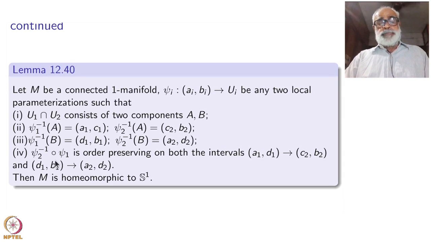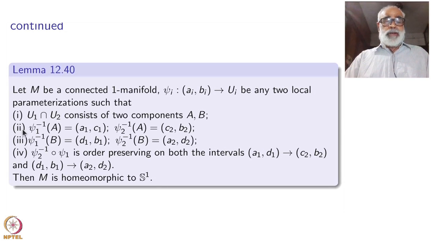Okay. The third condition is, now look at the intersection, psi 2 inverse composed with psi 1, starting from a part of the interval (A1, B1), go into U1 intersection U2, then take psi 2 inverse, come back to part of the interval (A2, B2). So from interval to interval, this is a homeomorphism. That must be order preserving on both the intervals, namely A and B correspond to A and B. So the first portion will be (A1, C1) to (C2, B2). And the other one will be (D1, B1) to (A2, D2). So both of them should be order preserving. Then M is homeomorphic to S1.